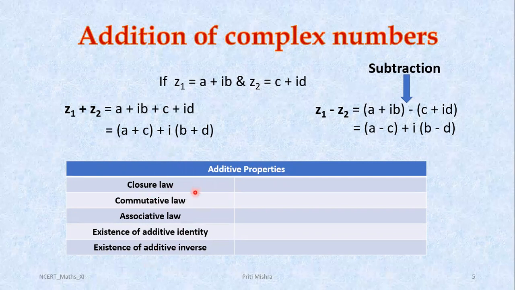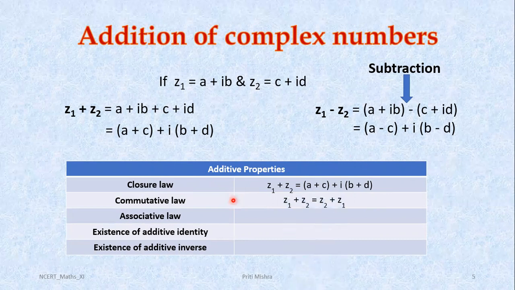So first one is closure law. Closure law says if we are adding two complex numbers, then the resultant number will always be a complex number. So for z1 plus z2, we are having (a plus c) plus i times (b plus d), which is again a complex number. So you can see closure law is satisfied here for the complex numbers.